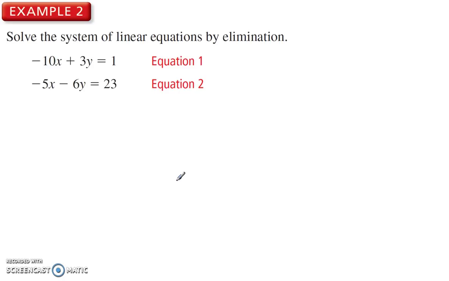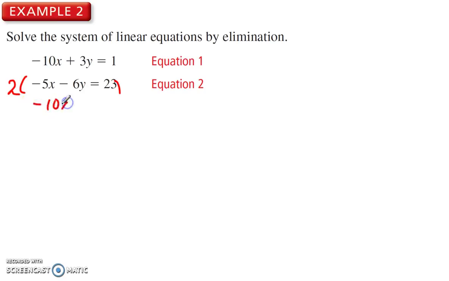Alright, sometimes your coefficients aren't the same and they aren't opposites. So what you have to do there is make one of those terms opposites. So I can multiply one of the equations to make it an opposite. So I see which one's easy to multiply. Now 10 is a multiple of 5 and 6 is a multiple of 3, so it doesn't really matter in this case which one I multiply.